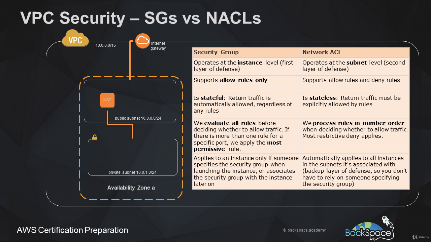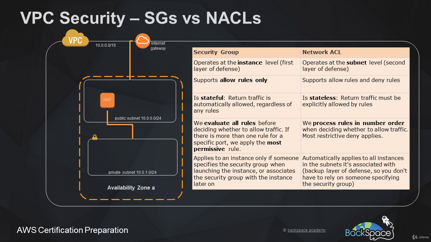A security group, again, operates at the instance level. It's the first layer of defense for us, and it supports only allow rules. So by default it's basically a deny, and we need to put in allow rules to allow things to happen. It's stateful, which means that return traffic is automatically allowed, regardless of any rules. Return traffic always goes through.